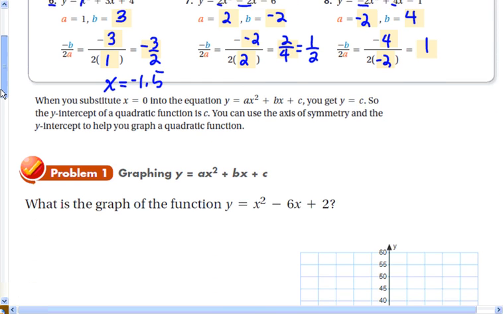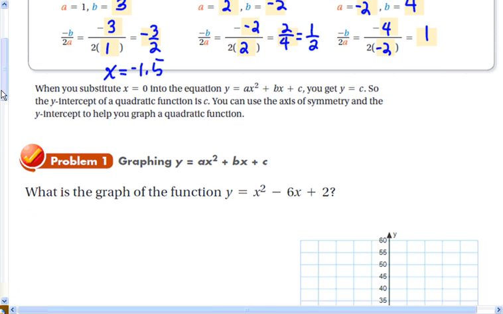All right, when you substitute x equals 0 into the equation y equals ax squared plus bx plus c, you get y equals c. So the y-intercept of the quadratic equation is c. I'll just give you a quick example. Let's say we have this quadratic equation, x squared plus 6x minus 5. If I put 0 in for x, in both those places, what I end up with is y equals negative 5, because 0 squared is 0, and 6 times 0 is 0, and 0 plus 0 minus 5 is negative 5, and that is the y-intercept of the graph.